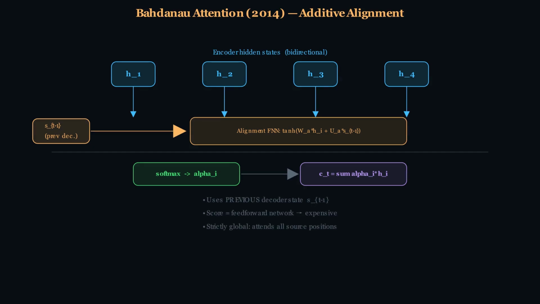3 key characteristics: previous decoder state, a learned feed-forward alignment model, and global attention.